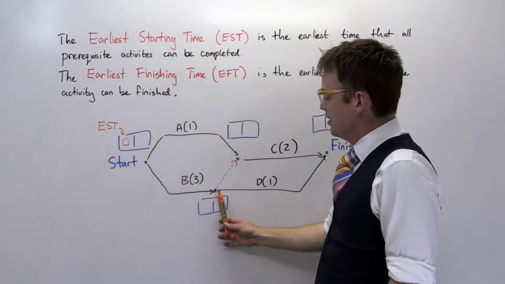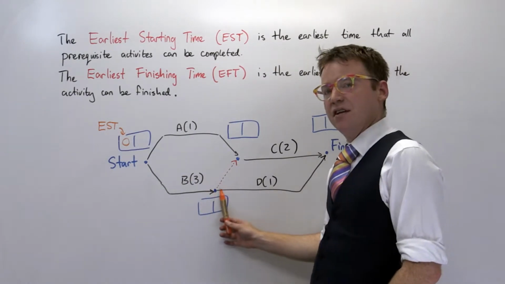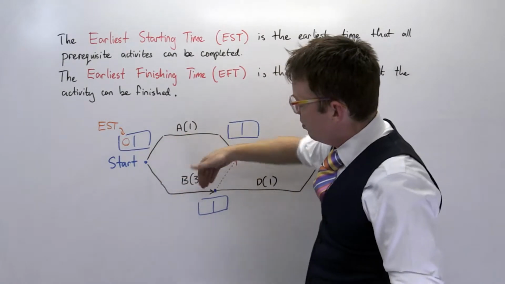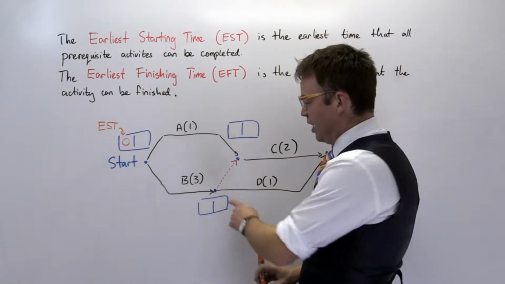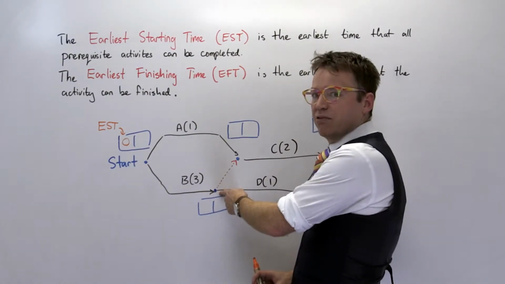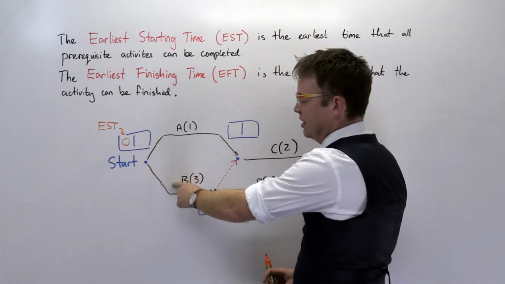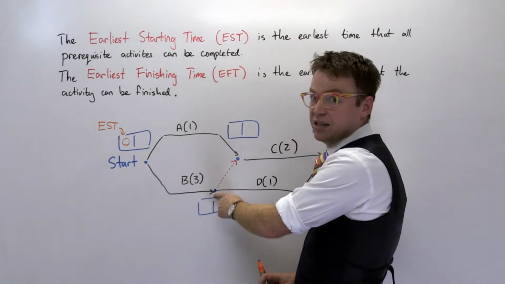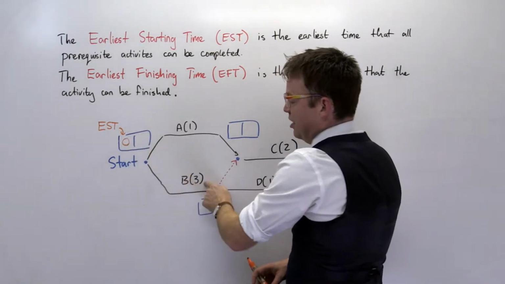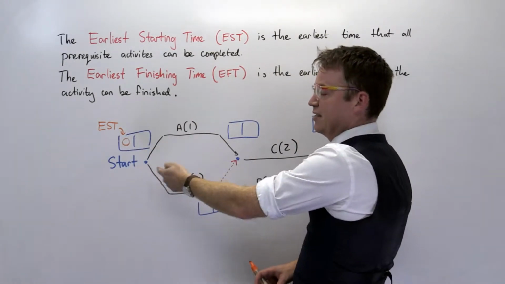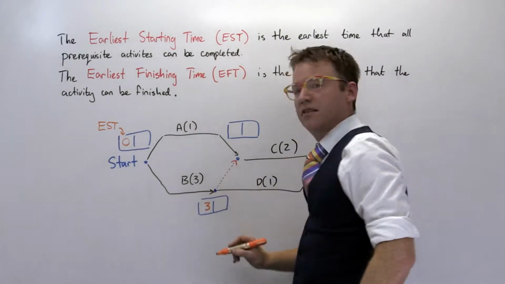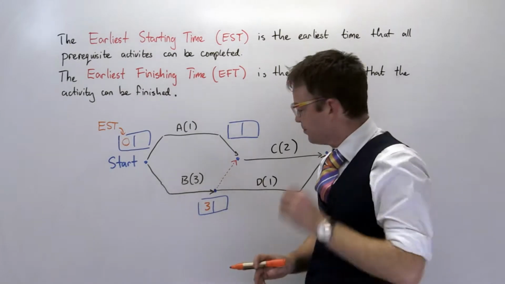Let's think about this. Remember, the vertex represents the completion, the achievement of all activities pointing into that vertex. And so how long does it take to achieve all the prerequisites here? Well, the only achievement this represents is B, and B can be done in time 3. So it only takes 3 to do. We can start it immediately. So the earliest you can achieve this vertex here is 3.